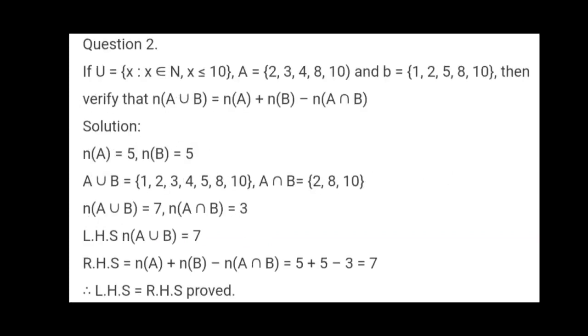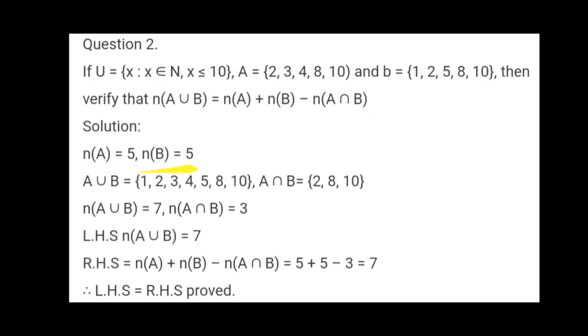Question number 2. Set U equal to the set of all x such that x belongs to N, x less than or equal to 10, and A equal to {2, 3, 4, 8, 10}, B equal to {1, 2, 5, 8, 10}. Then verify the formula n(A union B) equal to n(A) plus n(B) minus n(A intersection B).